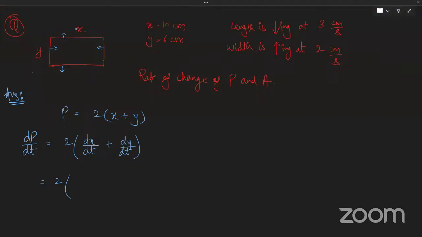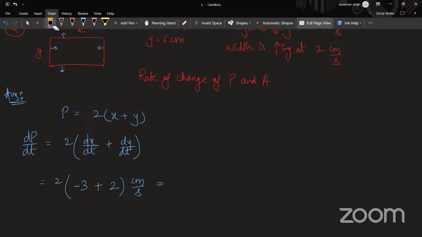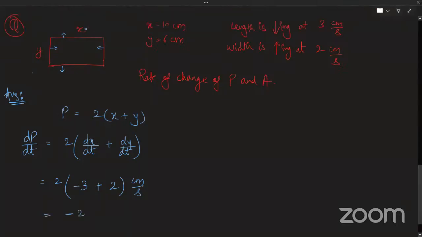Tell me, how much is dx by dt? Rate of change of length. What is the rate of change of length? It is minus 3, right? Length is decreasing at 3 centimeter per second, plus dy by dt is 2 centimeter per second. So how much is my final answer? Minus 2 centimeter per second. Great. This is my rate of change of perimeter.